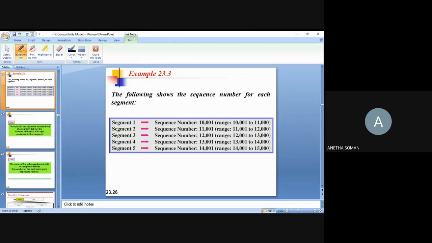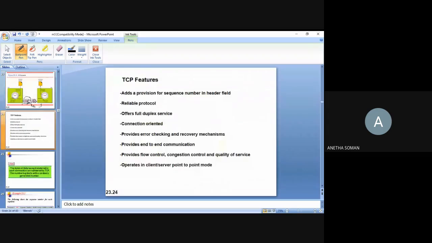The sequence number range varies from 10,001 to 11,000. So which is the first value of that range? That value is given as the sequence number for the first segment. That is the meaning of that. Now, the importance of the sequence number is that it ensures that the data reaches the destination in the same order, right? So it adds a provision for a sequence number in the header, right?